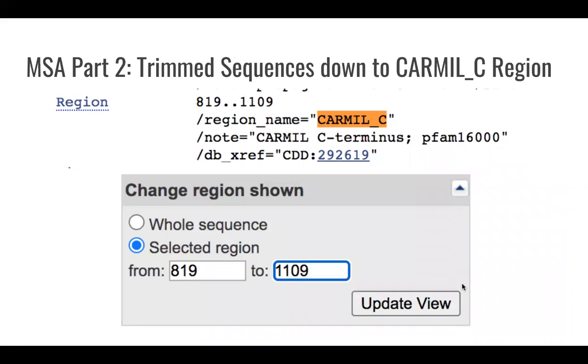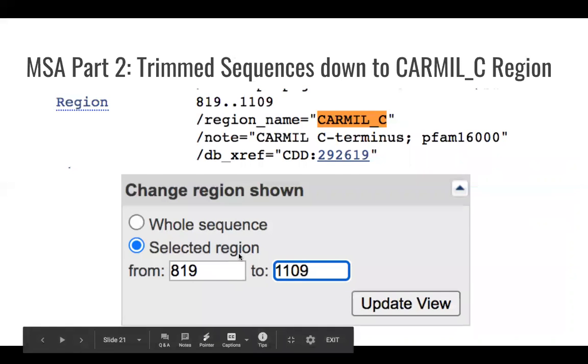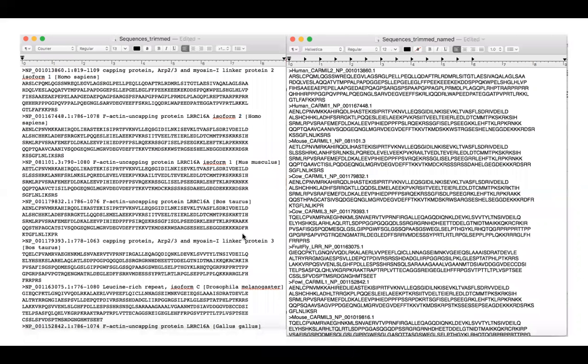So I trimmed down all my sequences to the regions that only contain Caramel C for my second multiple sequence alignment. I did this by identifying the region, trimming down the region, copying and pasting the sequences to a text file, and then renaming them to organism first, the protein type, and the accession number.